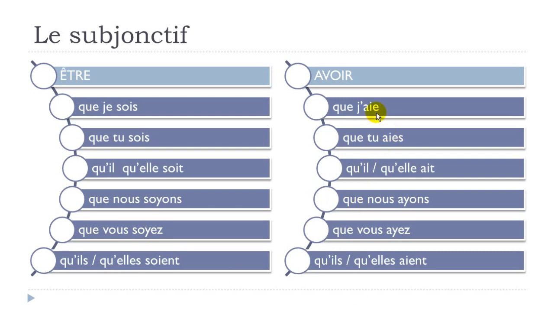All right, so same thing here, aies and aie. Phonetically the same, but try to remember how to write them, okay? And then ayons, ayez. So let's read them one more time. Que j'aie, que tu aies, qu'il ait, qu'elle ait, que nous ayons, que vous ayez, qu'ils aient, qu'elles aient.